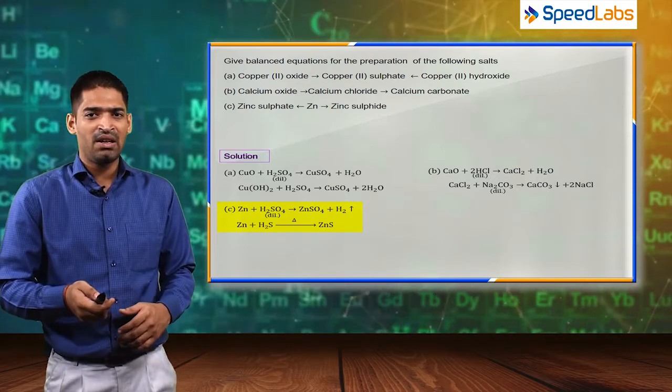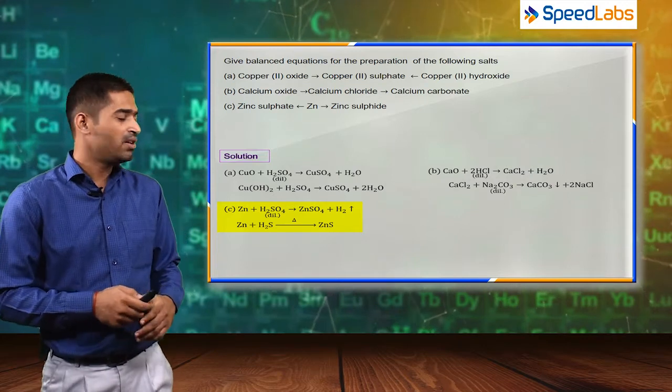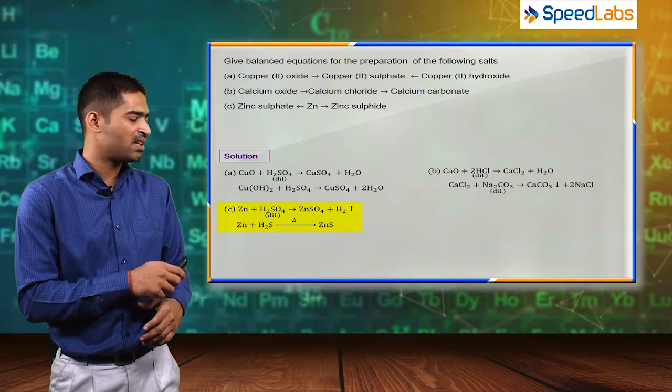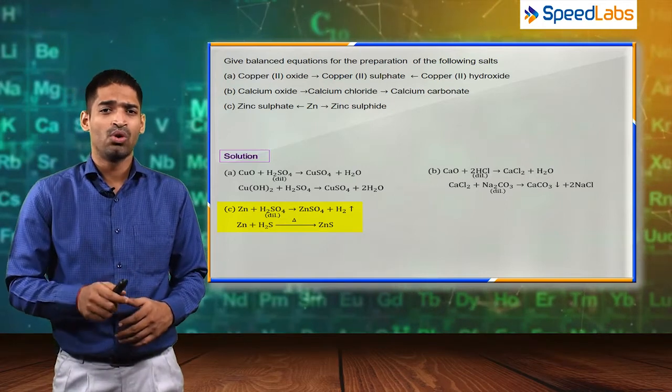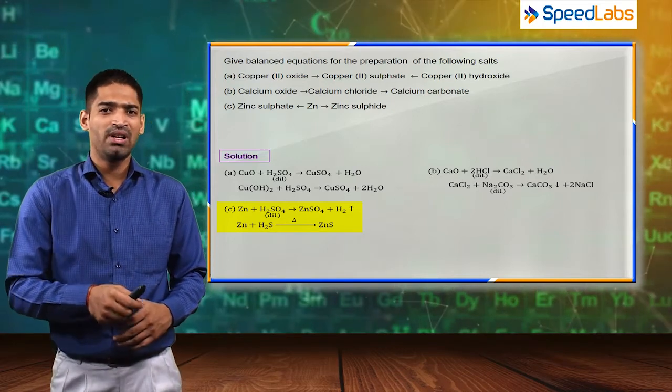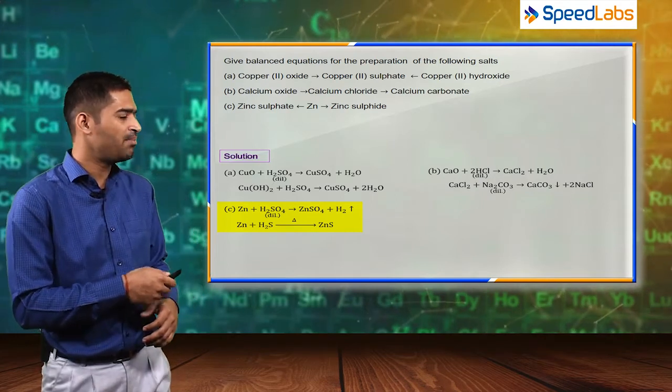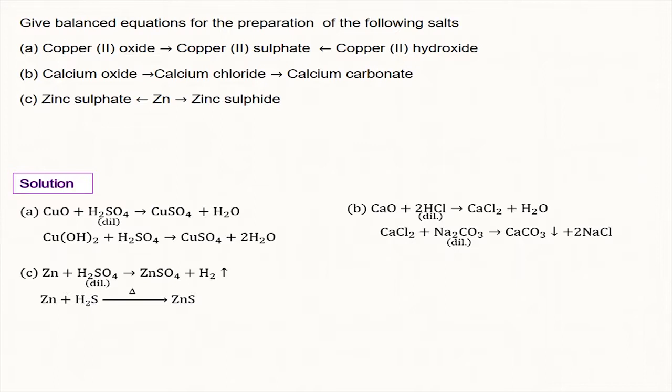Similarly, again, if we take another question in the same part, you will have to prepare zinc sulfide from zinc. So just add H2S, you will get the required compound, that is ZnS, and the equation becomes Zn plus H2S gives you ZnS.